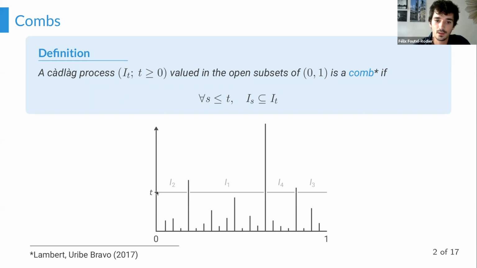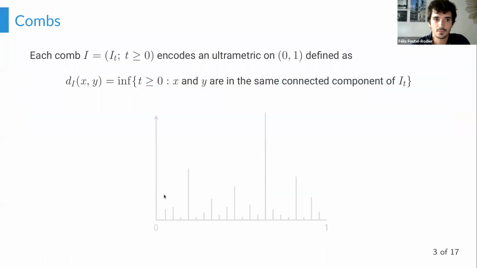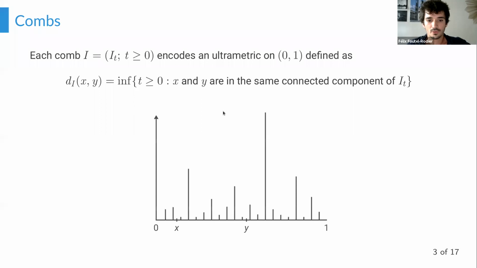Now how does this picture encode an ultrametric space? I can define a distance on [0,1] by prescribing that the distance between x and y is the first time when x and y lie in the same connected component of I_t. I'm going to call that the comb metric associated to I. There is a more graphical way of understanding this distance, which is that the distance between x and y is nothing but the largest tooth lying between x and y. So here x and y are at a distance given by the height of this tooth.